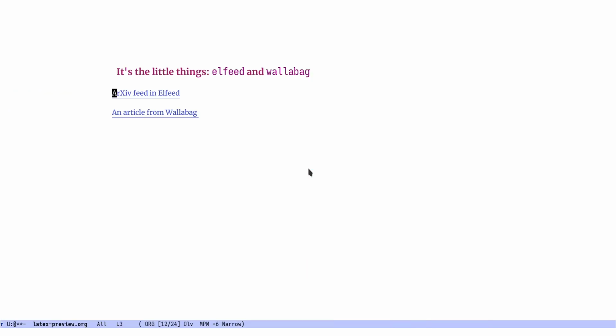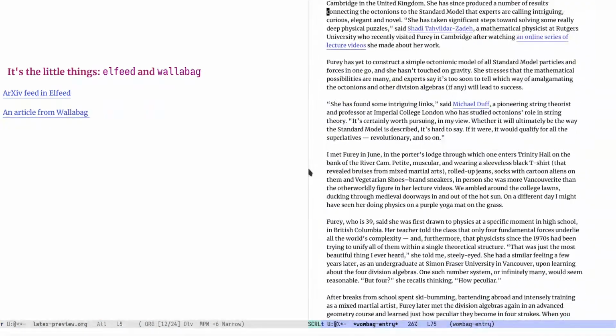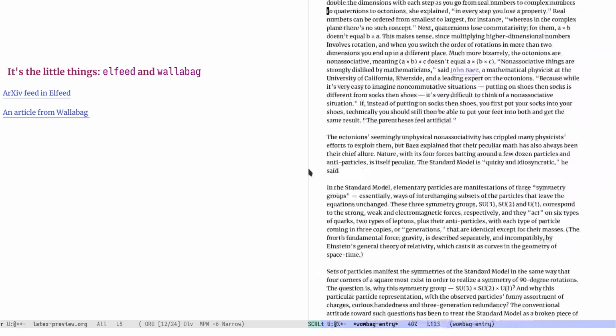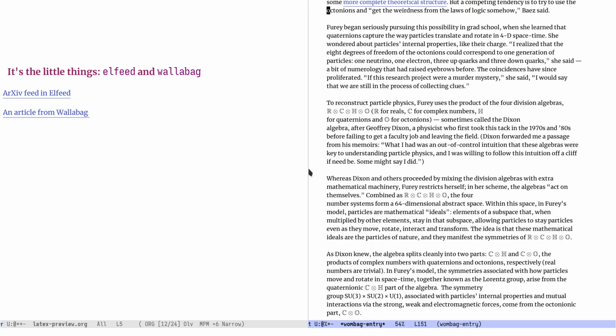The second is the Read It Later client I use to store and read web pages. This semi-technical article on octonions has bits of math sprinkled throughout, and having LaTeX previews at hand gives me one fewer reason to leave Emacs.